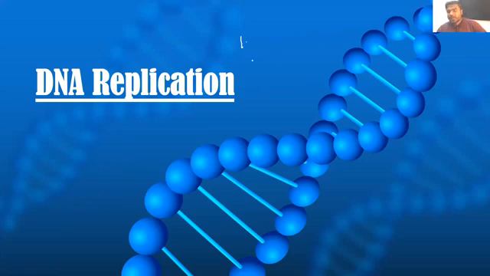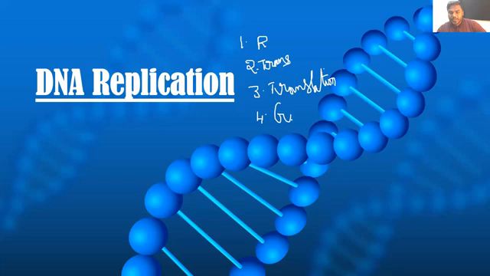In this chapter, we have to majorly read the process of replication, the process of transcription, the process of translation, and most importantly, friends, the process of gene regulation. The process of gene regulation, where you have to read all these.